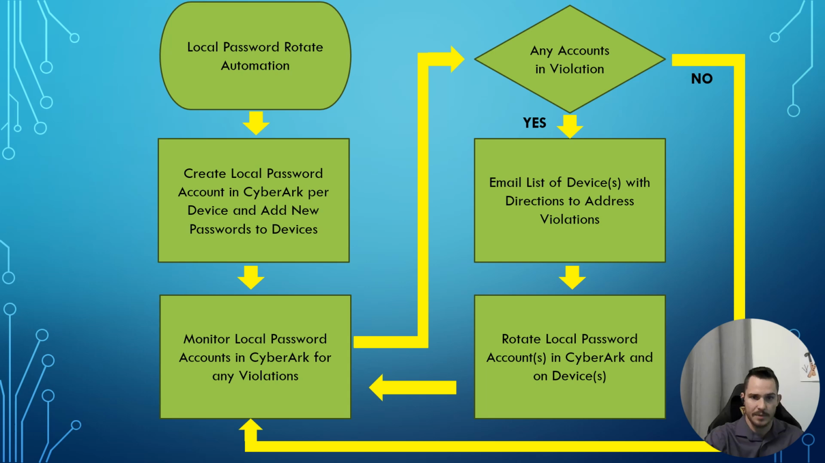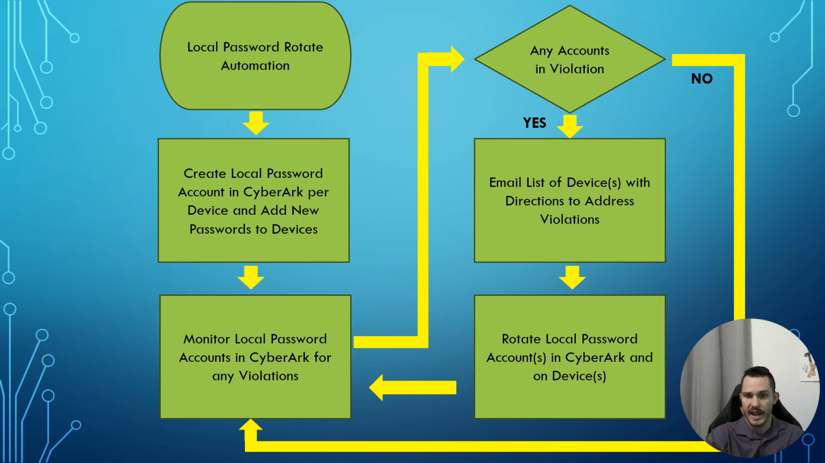So you can see at the top here the problem statement, local password rotate automation. The very first thing we have to do is create a local password account in CyberArk per device and add that new password to the devices. So I have a playbook that will do this, because doing that for 1,000 devices would not be very fun. So I created a playbook. This is a one and done playbook that would onboard the devices into the closed loop automation solution.